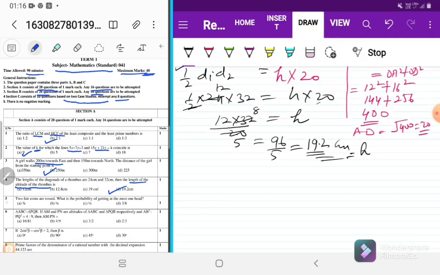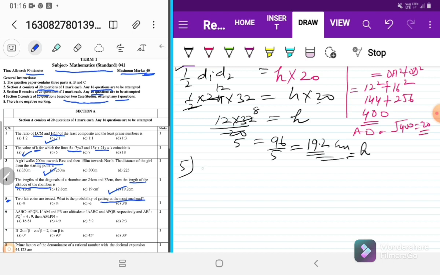Now come to the question number 5. Two fair coins are tossed. What is the probability of getting at most one head? Very important thing, that is at the most one head. You should know what is the meaning of at the most. So children, when probability is there, you should know the formula first. What is the formula for getting any probability? That is the number of favorable cases upon total number of outcomes.